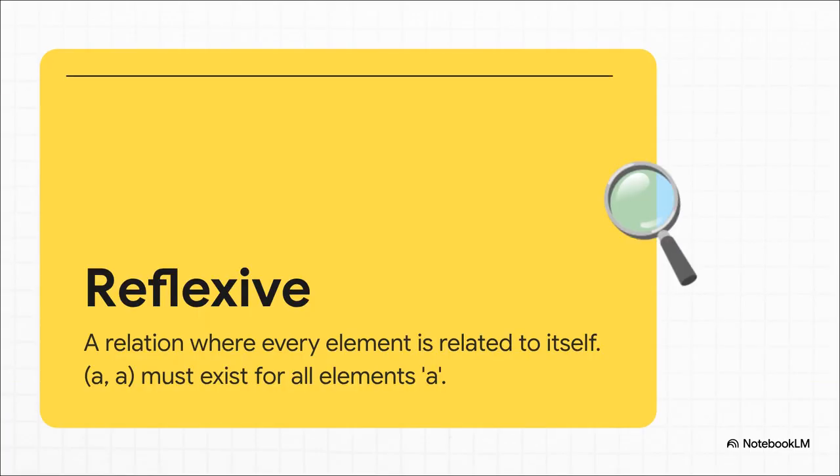First up on our checklist, reflexive. This is the easiest one. It just asks, does every single element in the set relate to itself? So a rule like "is equal to" is reflexive, right? Because 5 is always equal to 5. But a rule like "is greater than" is not reflexive, because 5 is never greater than itself.